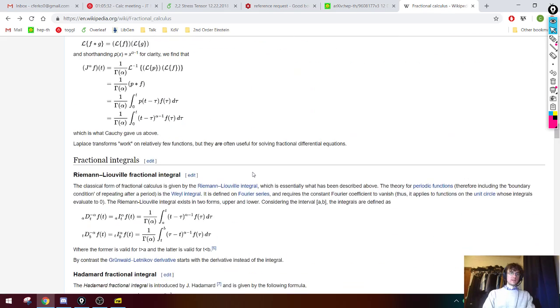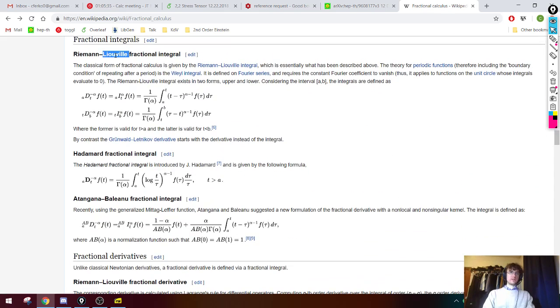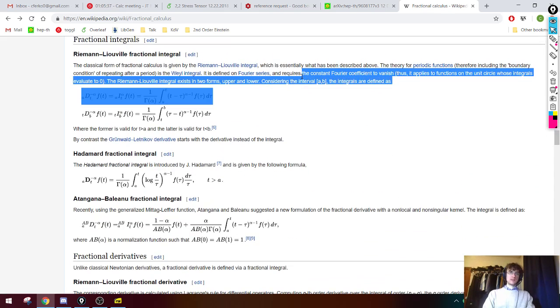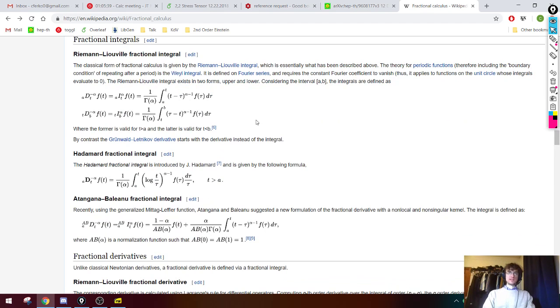Should be defined. Well, they talk about Laplace. Here we go. The Riemann-Liouville differ integral. Yeah, so you can do that. It's a totally well-defined object.